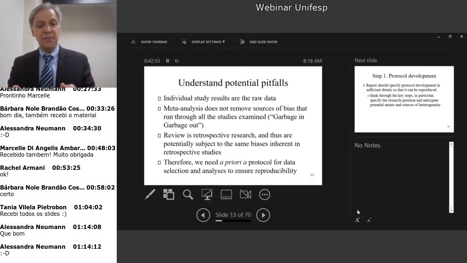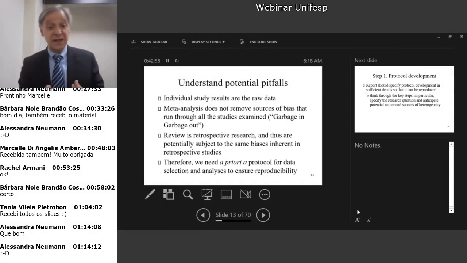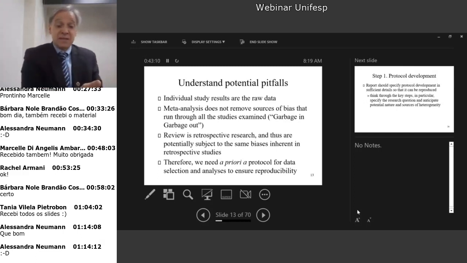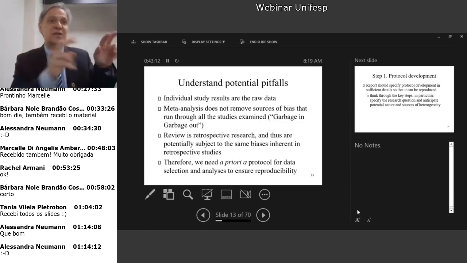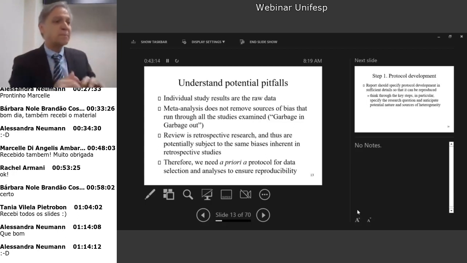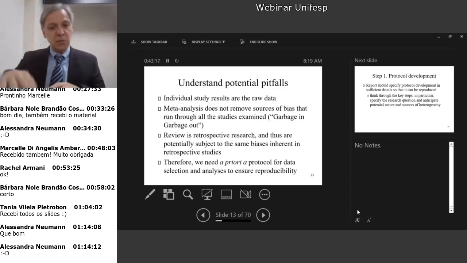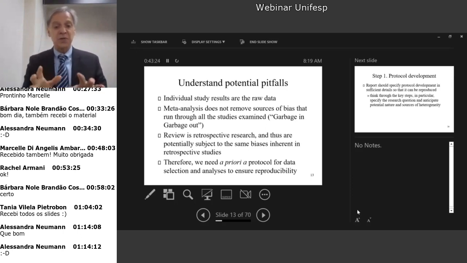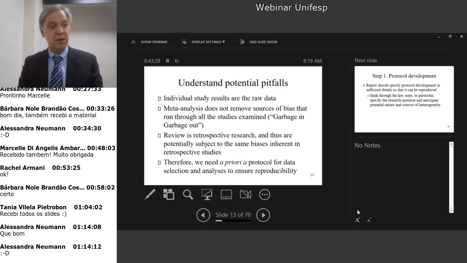A review is retrospective in nature, thus potentially subject to the same biases that you have in your studies. I can be introducing the equivalent of a selection bias by selecting the wrong paper or a paper of bad quality, but we're going to see that there are some ways of preventing that. Therefore, we need an a priori protocol. The protocol is going to be critical. It has to be a priori, meaning you cannot modify it as you go along. You cannot modify it later on.